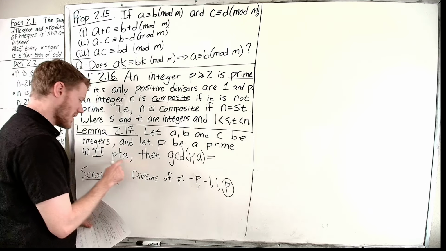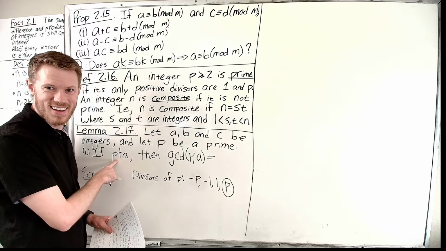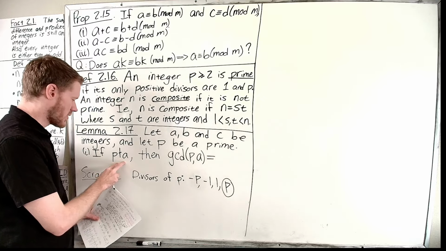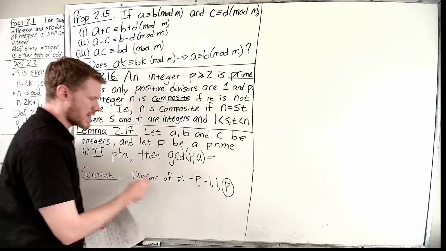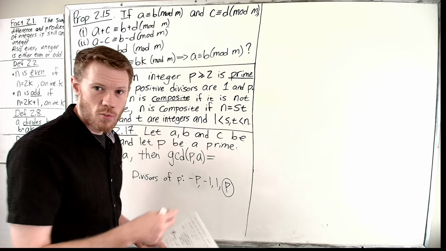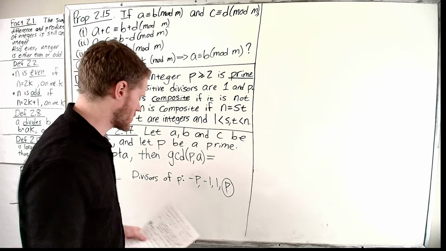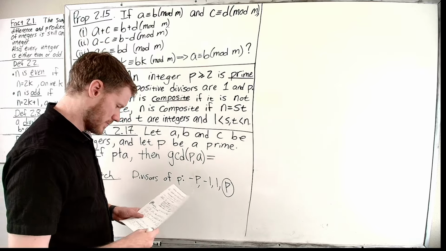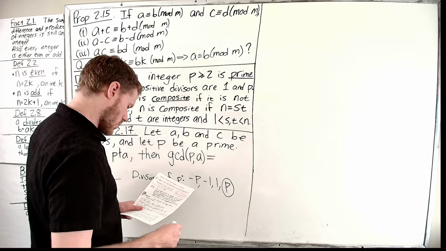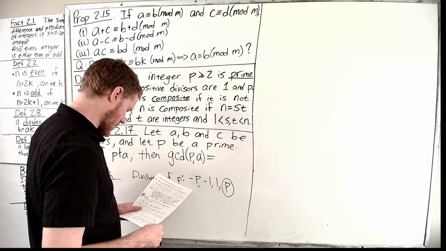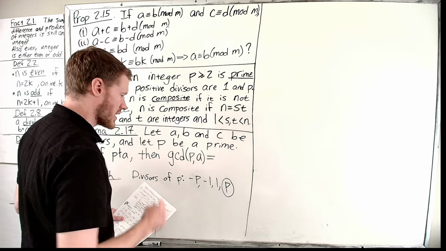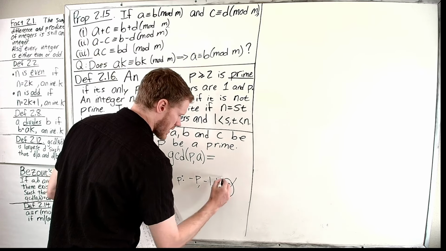No, because p does not divide a. The one condition that we're given in this problem is that p does not divide a, which means p is definitely not a common divisor of both of them. So p can't possibly be a common divisor because it doesn't divide a. So p is not going to be the answer.